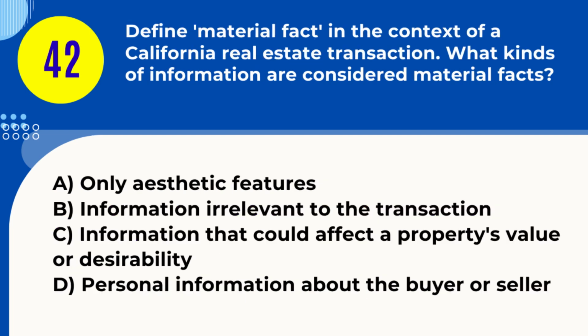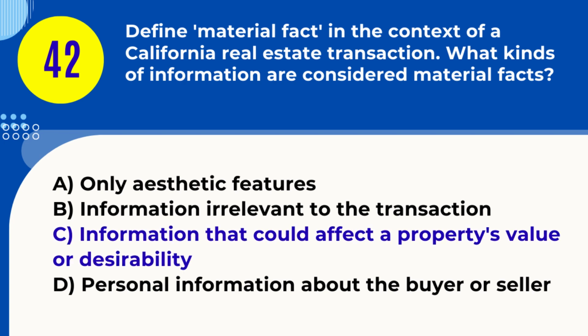Question 42. Define material fact in the context of a California real estate transaction. What kinds of information are considered material facts? A. Only aesthetic features. B. Information irrelevant to the transaction. C. Information that could affect a property's value or desirability. D. Personal information about the buyer or seller.